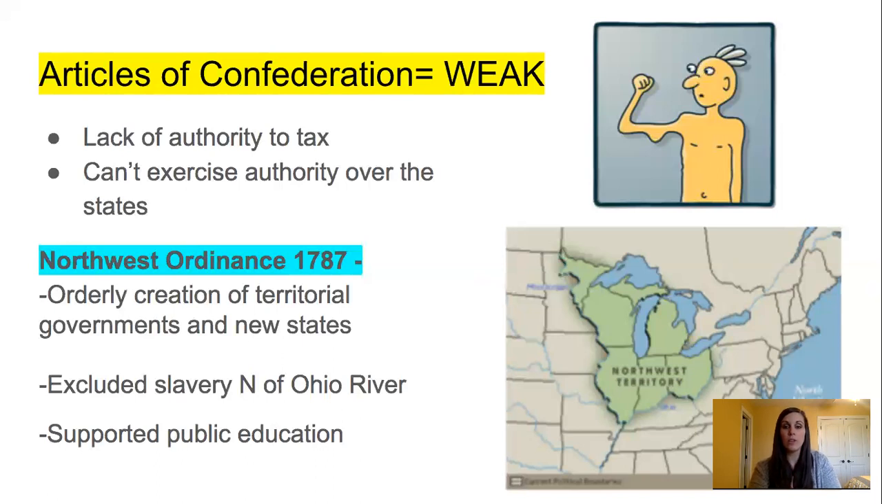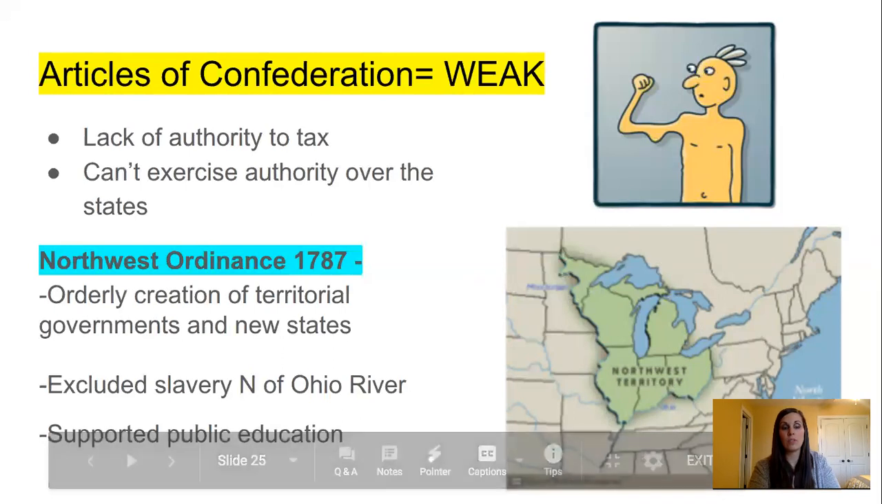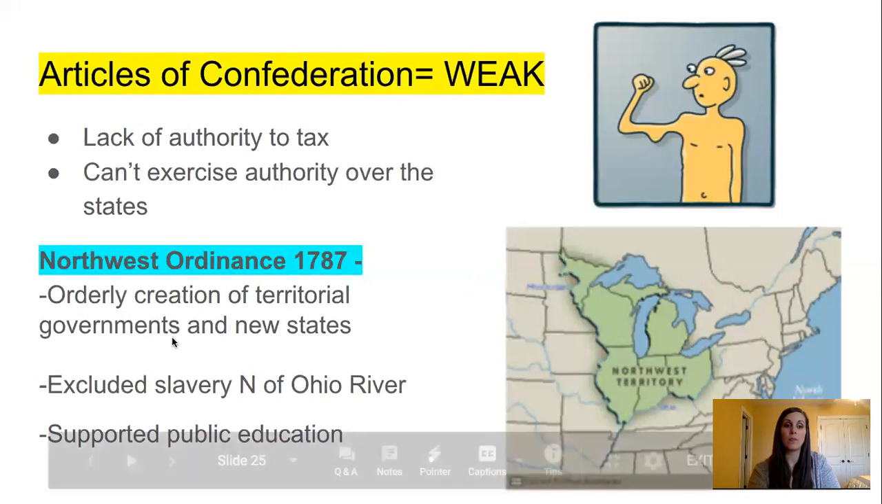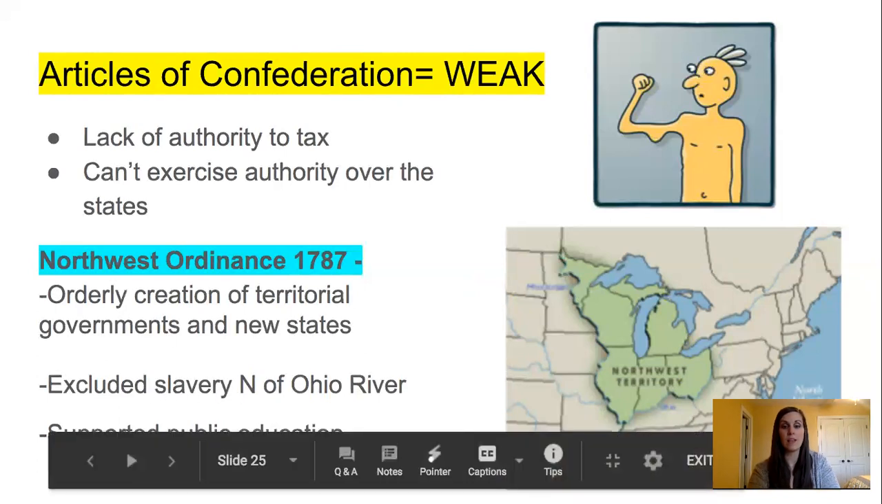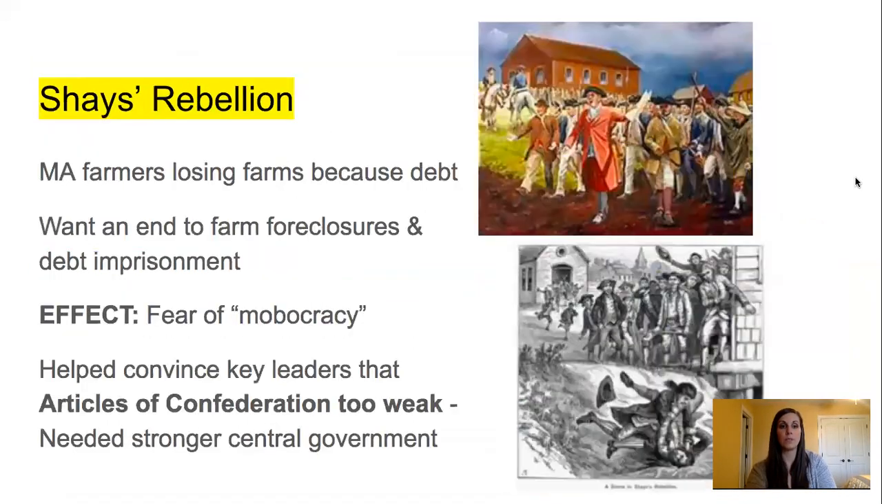The Northwest Ordinance, also important from this time period. It creates, in this Northwest Territory that you see here, it allows for the creation of new states. So this is how, after the original 13, we will be able to add more through this process of applying to be a territory and then becoming later a state. It's also important because it's the first time we see slavery being excluded, and they allow for public education in these territories. So that's an important one to know.